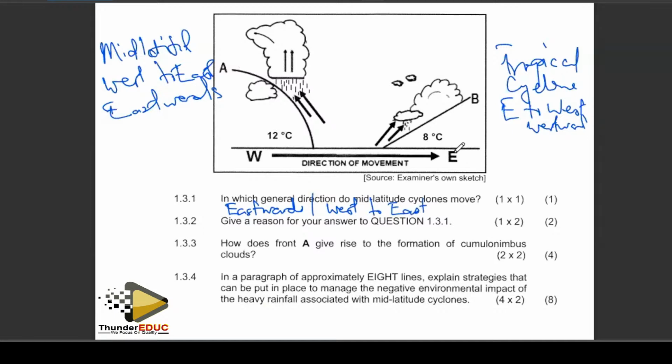Give a reason for your answer. Why do they move in that direction? Right, I think you still remember from grade 10, you did the global air circulation model. The planetary winds. We have a belt of the tropical easterlies or the trade winds. We have a belt of the westerlies and we have a belt of the polar easterlies. The winds which have an influence over the movement of the mid-latitude cyclone, if you refer back to the global air circulation, are the westerlies. They move under the influence of the westerlies.